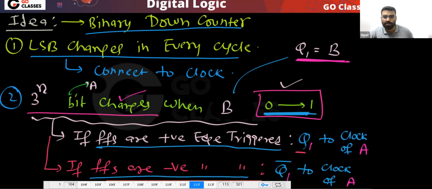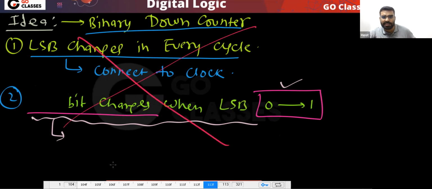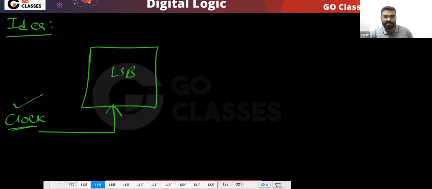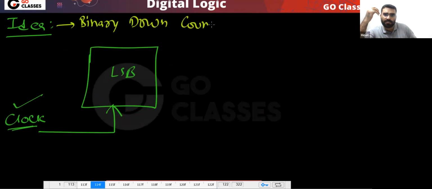Let me know, did you get it? These ideas that we have seen are very simple. Two situations we got. Remember, we want to create a binary down counter. This is what we want to create.